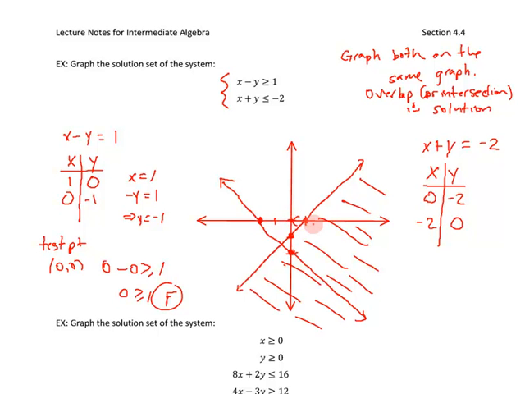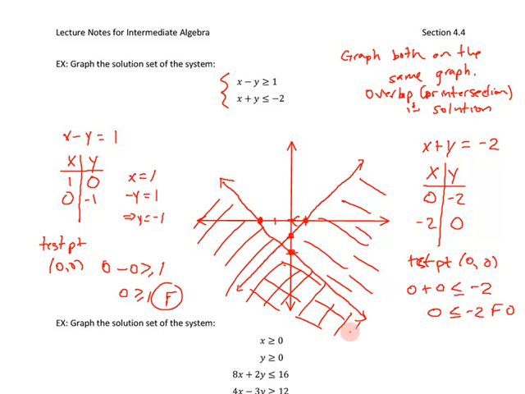Again, I'm going to choose as my test point 0, 0. And say, is 0 plus 0 less than or equal to -2? Is 0 less than or equal to -2? Again, that's false, so I would not shade the side with that line on it, right? And looking at this line, I'm going to shade beneath it.